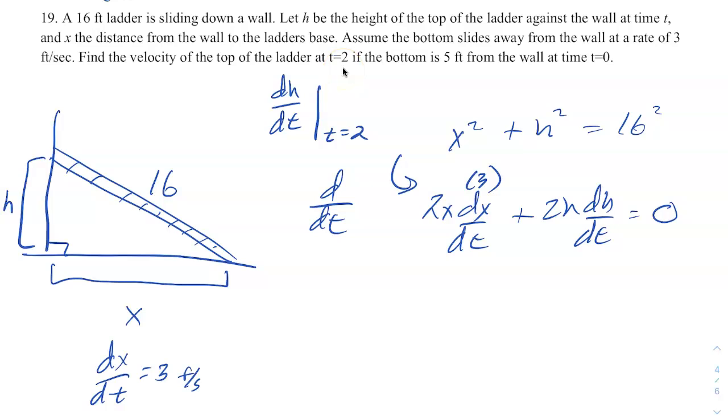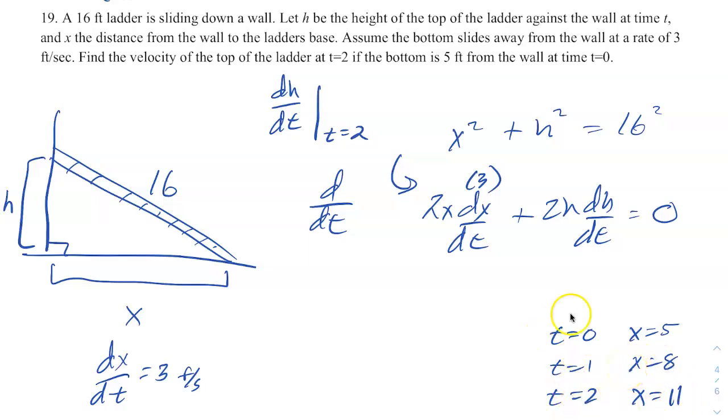So we have to think about it logically again, right? At t equals 0, we're at 5, and every second it goes 3 feet. So at time equals 1, we're 8 feet away, and at time equals 2, we're going to be 11 feet away. I can do math. Every second we're increasing by 3 feet. We start at 5 at t equals 0, so at 1, we're at 8, and at 2, we're at 11.